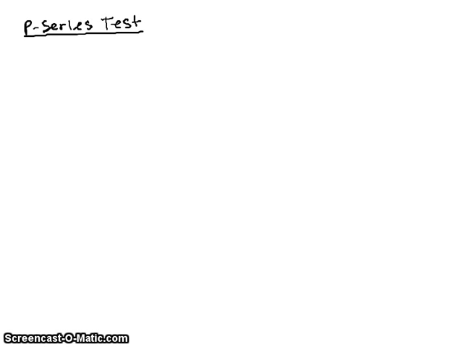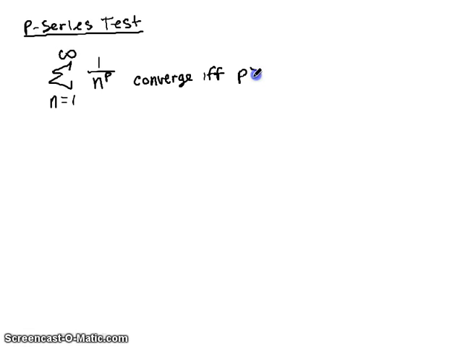We will say the sum from 1 to infinity of 1 over n to the p power is going to converge if and only if p is greater than 1. So if p is less than or equal to 1, that series is going to diverge. So converge if and only if p is greater than 1.